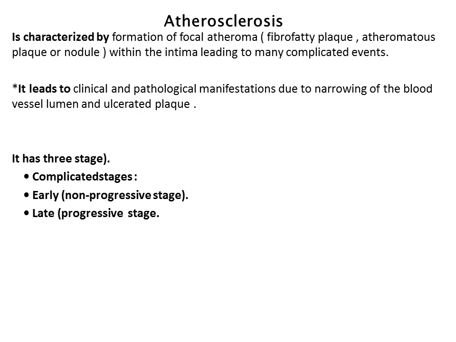There are three main stages in the development of atherosclerosis. Early stage, that is called non-progressive stage. Late phase, that is called progressive stage, and complicated stage in the form of ischemia, aneurysm, and ulceration of plaque or atheroma.